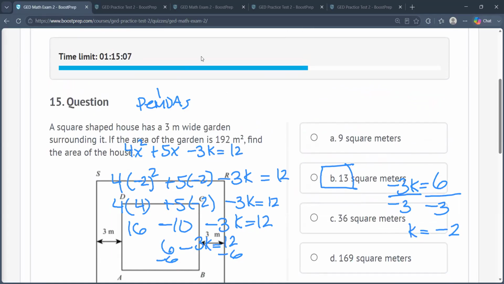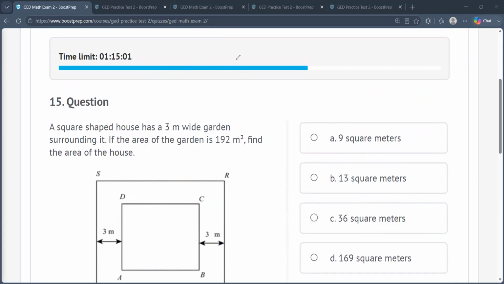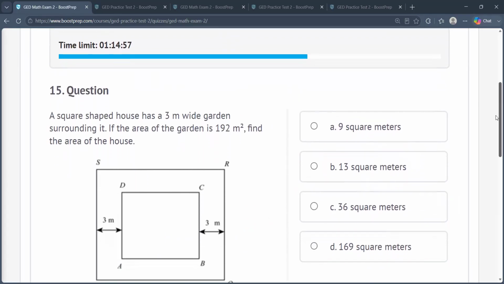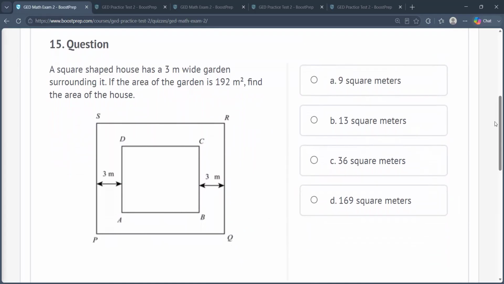Okay, so this one is a little bit tricky, a word problem. So yeah, I kind of had to read it twice. The math is not too hard. So 15 says, a square-shaped house has a 3 meters wide garden surrounding it. If the area of the garden is 192 meters squared, find the area of the house.